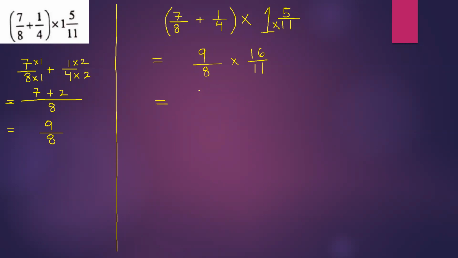What is 9 times 16? It's 144, divided by, what is 8 times 11? 8 times 11 is 88.